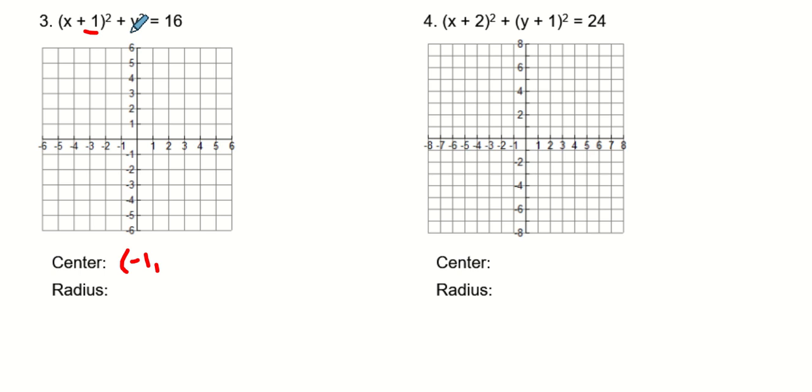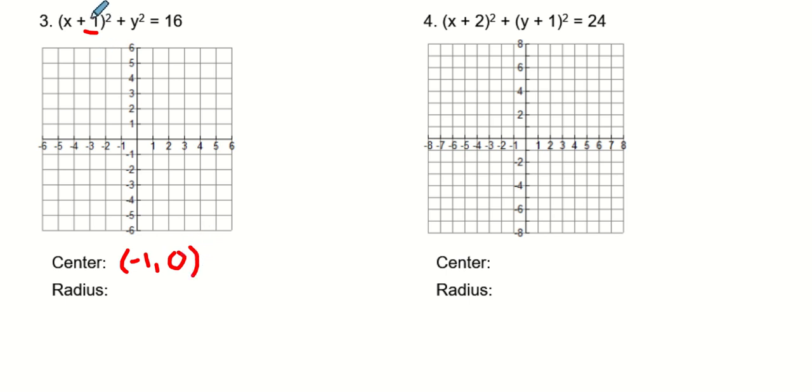And well, y, if you notice, isn't adding or subtracting anything. So like if you look on number 4, the center would be -2, -1. Whereas here we don't have anything here, so it would have to be 0. So since nothing's being added or subtracted from y, then the k value would be 0. Okay, so that's the center.